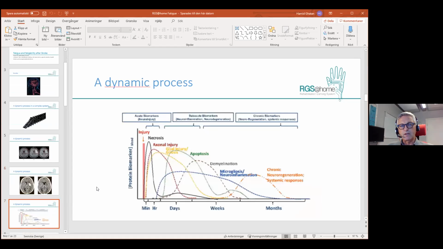But looking at it from a biological point of view, when you have an injury, you have a domino effect with different stages affecting the nerve cells, affecting the glia cells. You can trigger a programmed cell death that we call apoptosis. And you also see neuroinflammation developing, and then chronic changes that have been demonstrated up to a year after an acute impact due to a stroke.